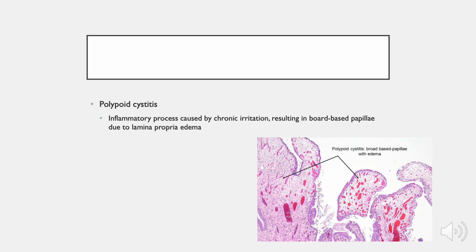Polypoid cystitis is an inflammatory process caused by chronic irritation, resulting in the formation of papillae that are broad-based. This is benign and does not increase the risk of malignancy.